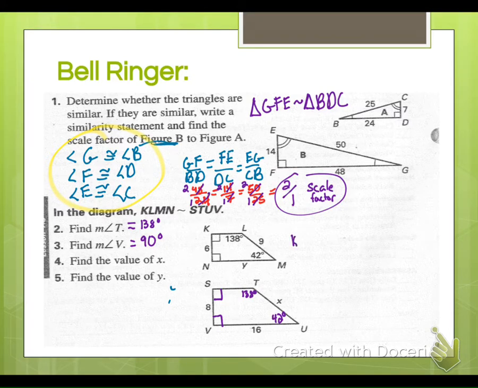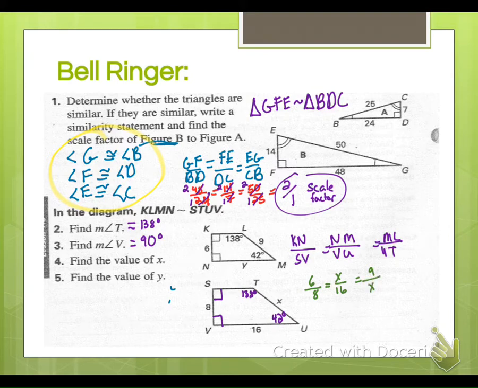So we'll just do KN over SV equals NM over VU, which equals ML over UT. We can continue going, but that top side doesn't have any information for us, so I'm not going to write it out. And then we're going to substitute in what we know. KN is 6, SV is 8, NM is Y, VU is 16, ML is 9, UT is X.